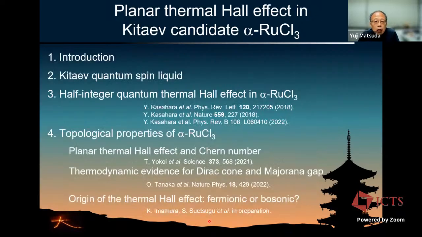So in my talk, I'd like to start with the introduction. Then I talk about Kitaev quantum spin liquid. Then I talk about half-integer quantum thermal Hall effect in alpha-RuCl3. After that, I will focus on topological properties of this material. Specifically, I'll talk about the planar thermal Hall effect and Chern number, and thermodynamic evidence for Dirac-like and Weyl gap. Finally, I'd like to discuss the origin of the thermal Hall effect, which is very highly controversial recently.